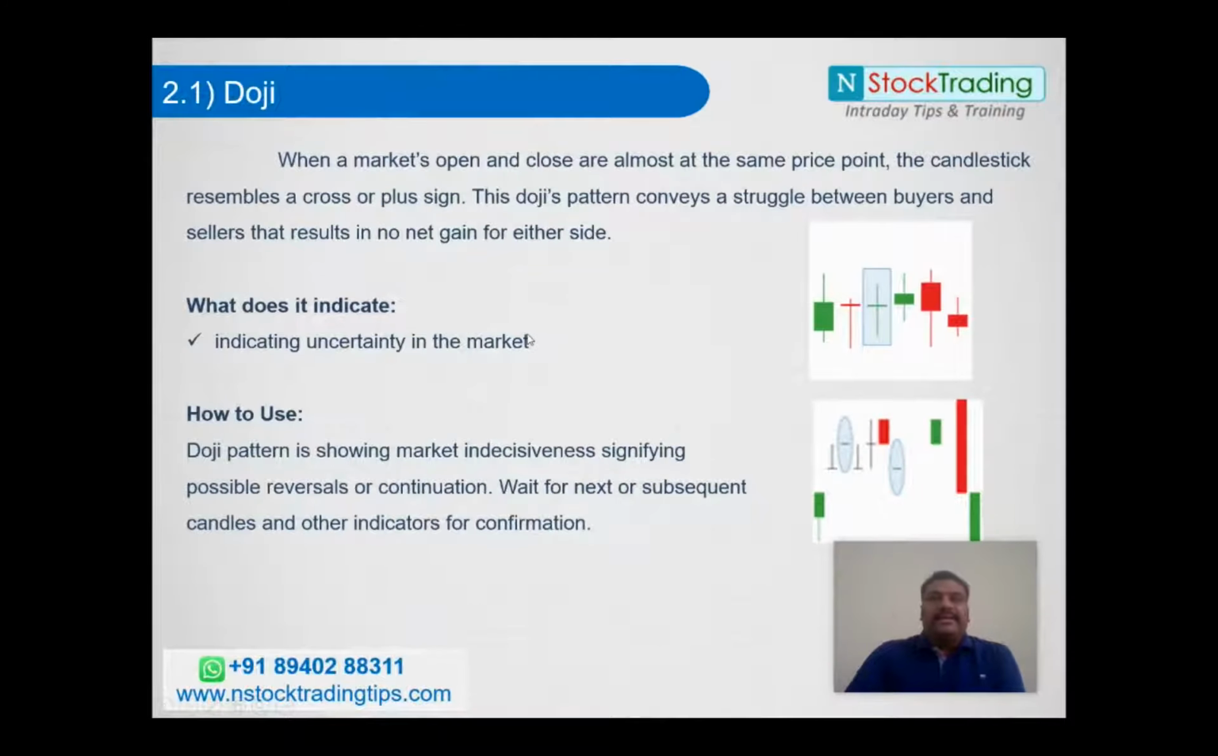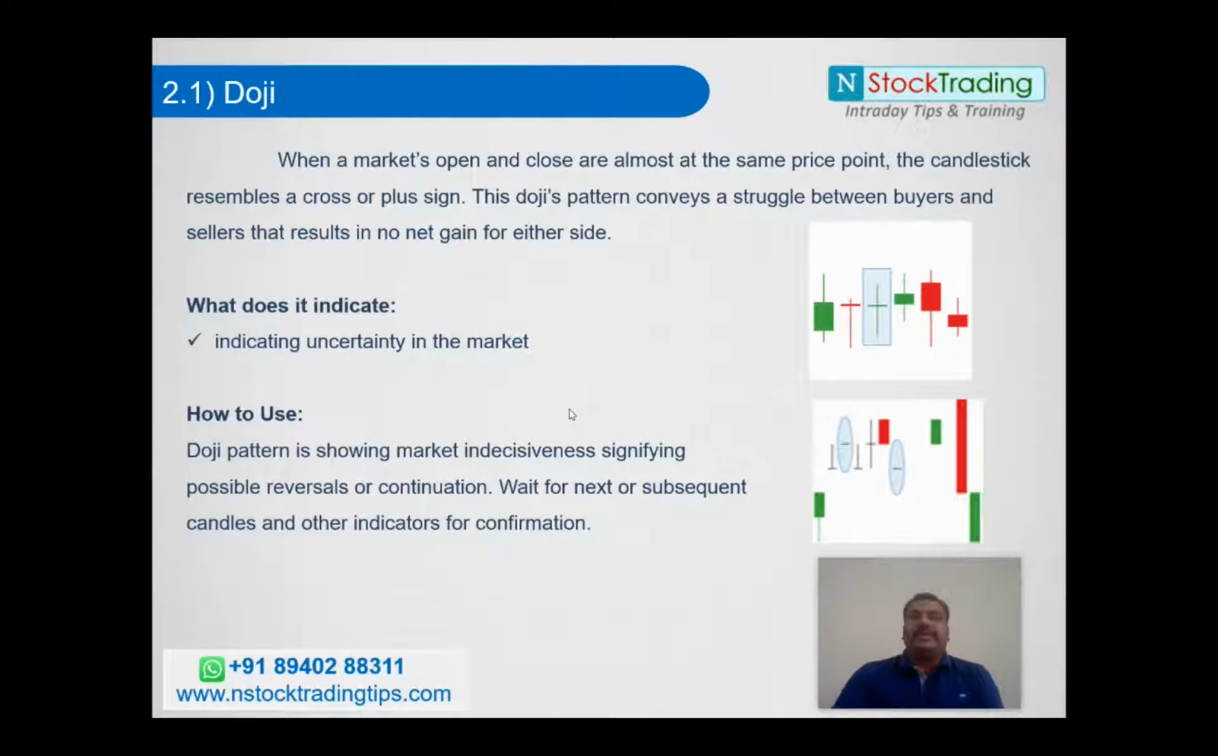Fine. Now, let's begin with a doji. So what is a doji? As we know, a candlestick has four things: open, high, low, and close. What we call a doji is when the price of open and close are the same. For example, here there is a doji. It says that the price opened here, it went up, it went down, and then it closed here.